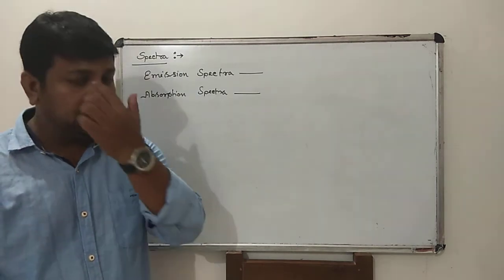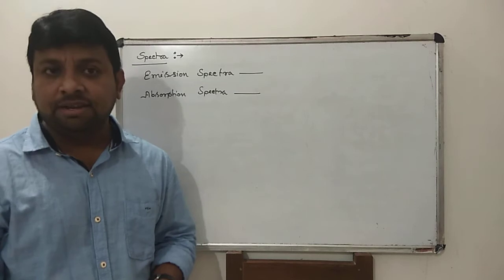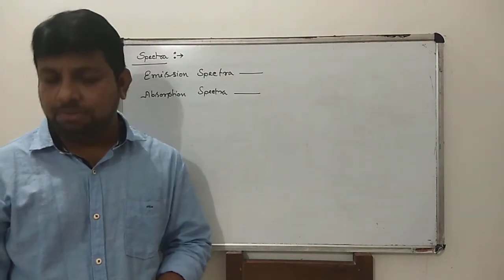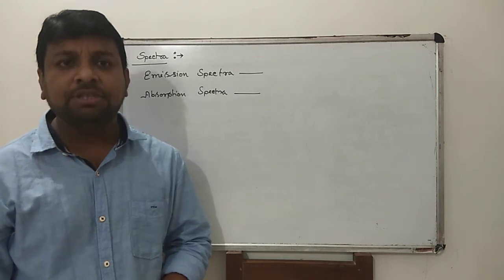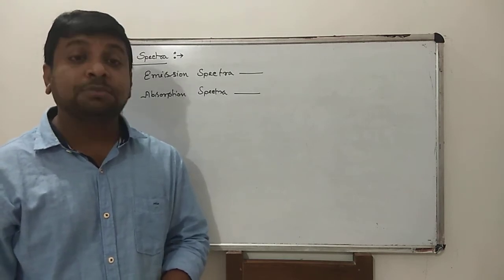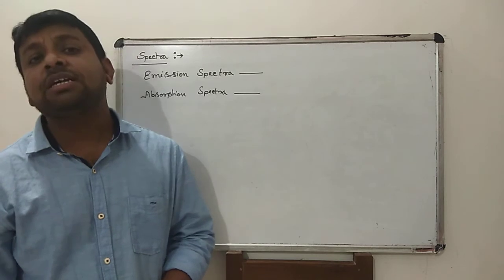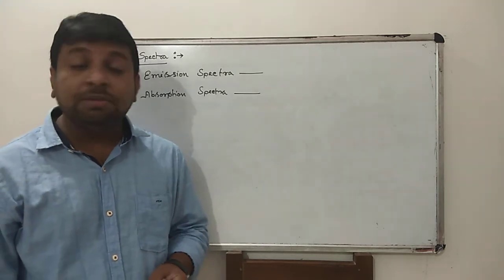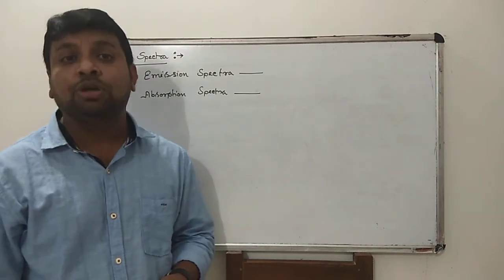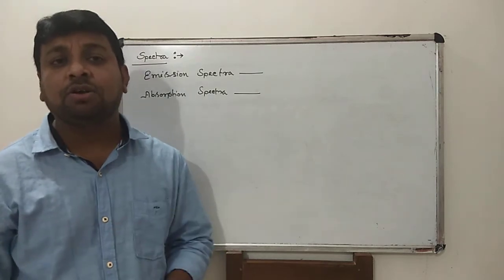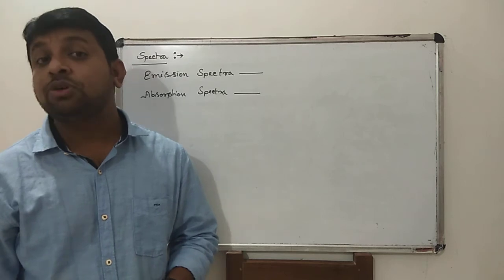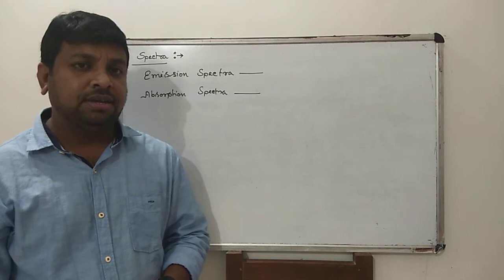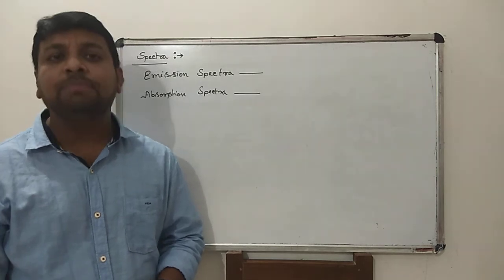Okay? Similarly, if white light having wavelength 700 nanometer to 400 nanometer, visible light, is passing through atomic gas or vapor, then some lines are absorbed. That means some spectra are obtained which are absorbed. So that spectrum is known as absorption spectra, line absorption spectra.